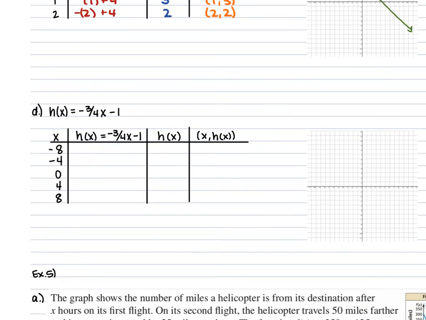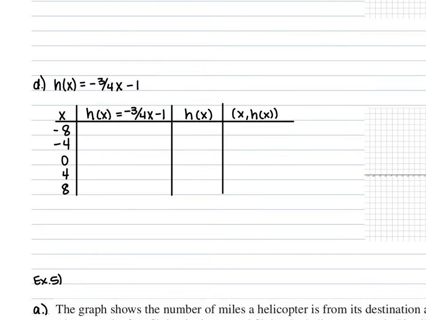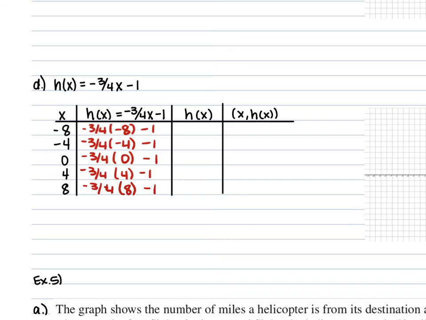For our next one, we have h of x is equal to negative 3/4 x minus 1. So our given x values are negative 8, negative 4, 0, 4, and 8. So I'm just going to plug these in. So negative 3/4 times negative 8 minus 1. Negative 3/4 times negative 4 minus 1. Negative 3/4 times 0 minus 1. Negative 3/4 times 4 minus 1. Negative 3/4 times 8 minus 1.